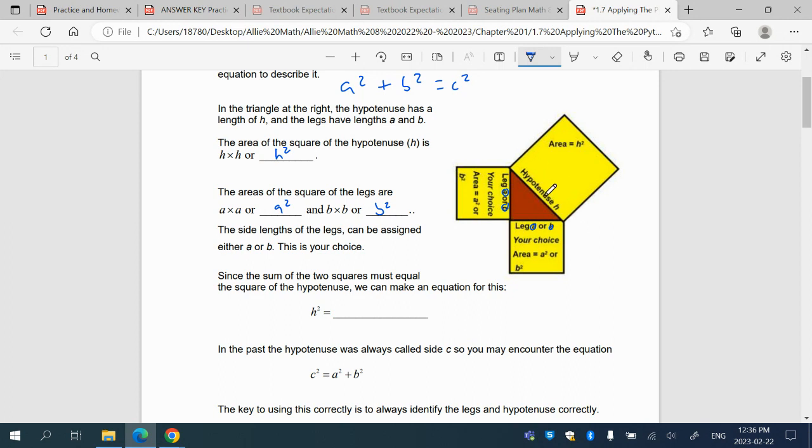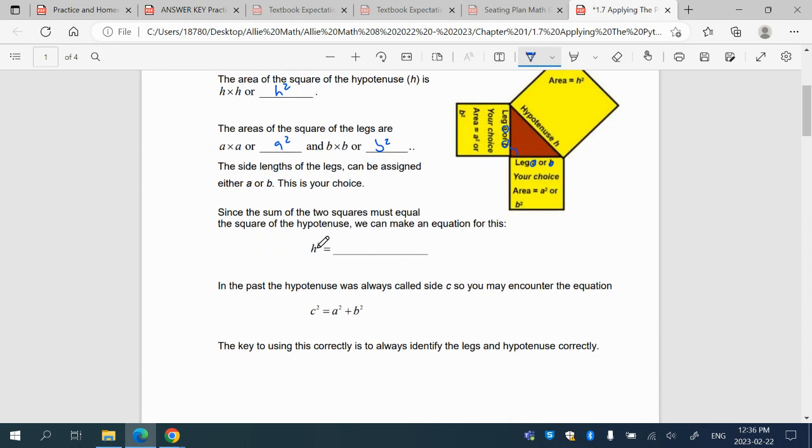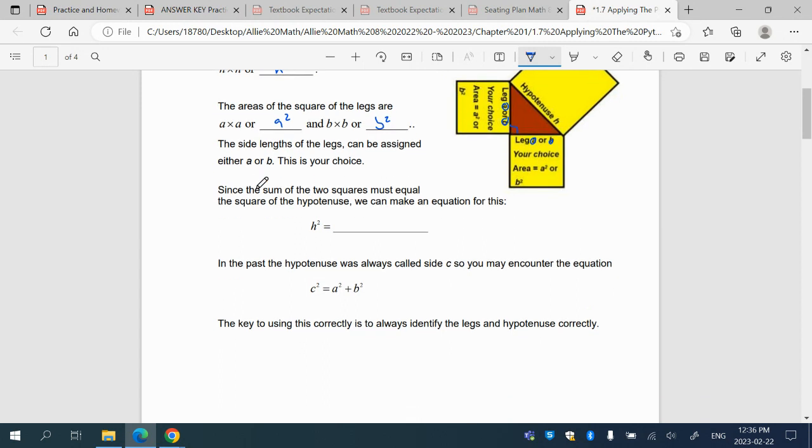However, this one is not. Hypotenuse is always going to be the longest. It's always going to be opposite our right angle. Since the sum of the two squares must equal the square of the hypotenuse, we can make an equation for this. So it's always true that h squared is going to equal a squared plus b squared.